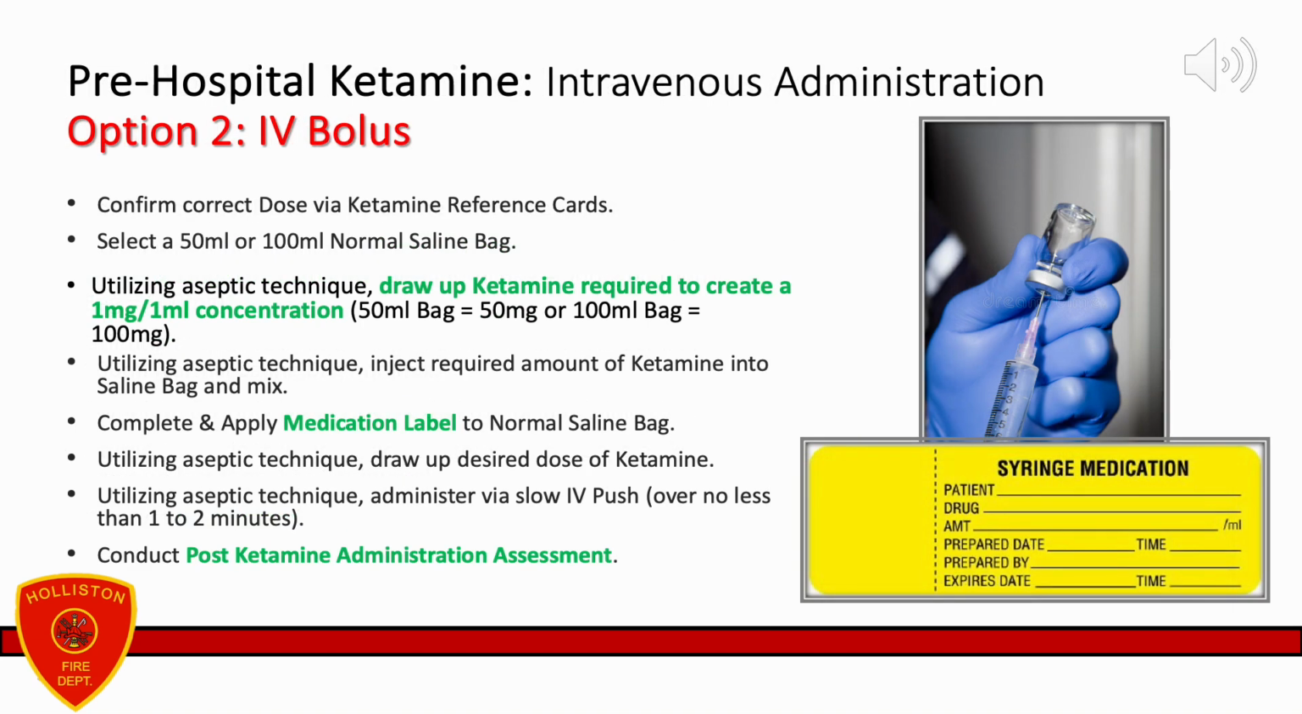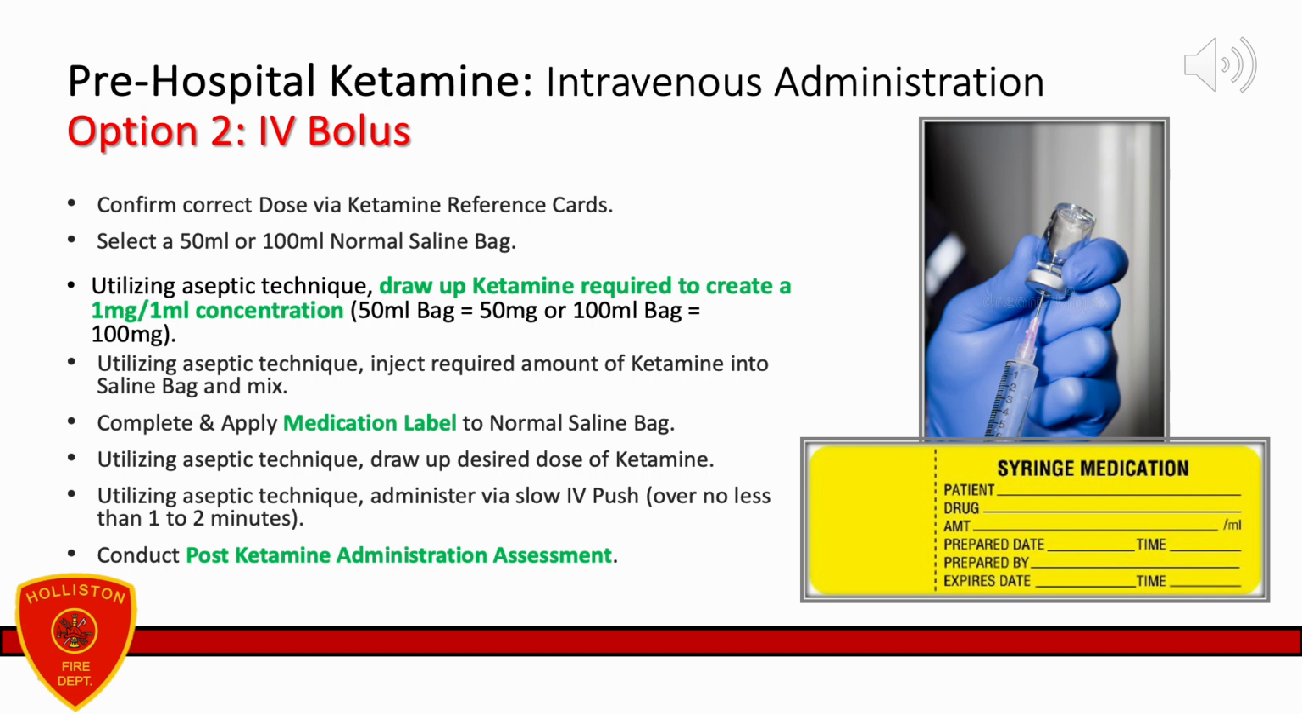This is probably the best way we're going to give ketamine at the Holliston Fire Department when we're using intravenous. This is the IV bolus. So again, we're going to draw our medication from our vial and we're going to place it into an IV fluid bag at a 1-to-1 concentration, 1 milligram in 1 ml. So again, if we have a 50 ml normal saline bag, we'll draw 50 milligrams from the vial and place it in the bag. We're going to label the bag at that point with the concentration, ketamine 1 milligram in 1 ml, and the total amount we put into that bag, okay?